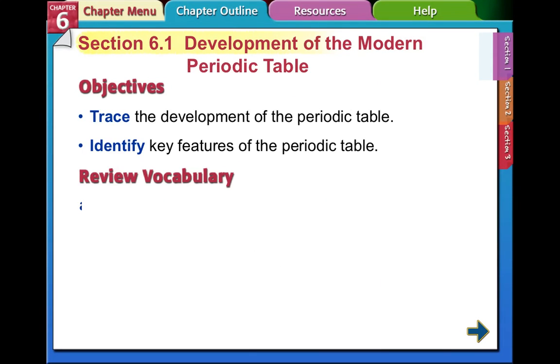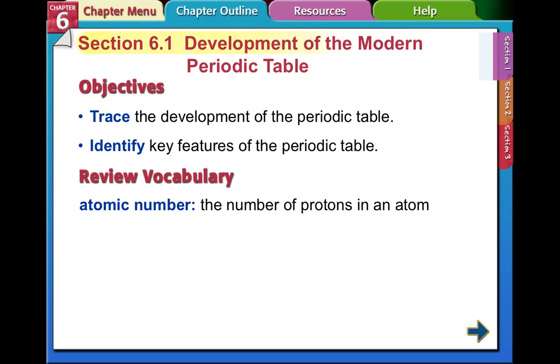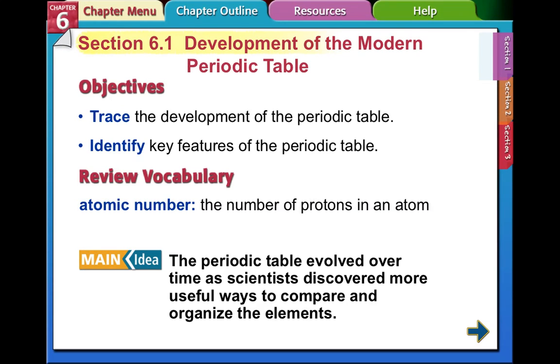Okay, our objectives for section 1, trace the development of the periodic table, identify key features of the periodic table. Our review vocabulary, atomic number, remember that is the number of protons in an atom. So when you're looking at the block on the periodic table of that specific element, it's the smaller number.